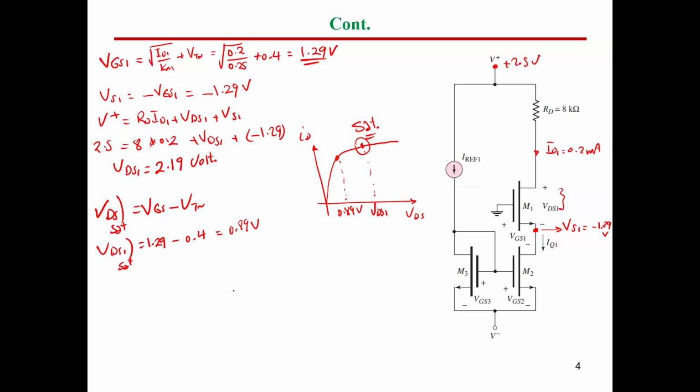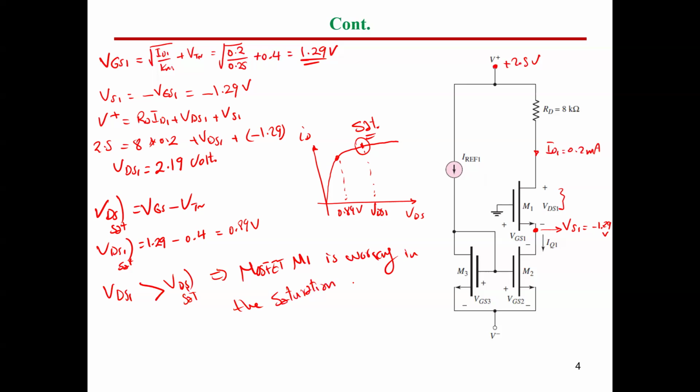Okay, so since VDS1 is greater than VDS1 saturation, MOSFET M1 is working in the saturation region.